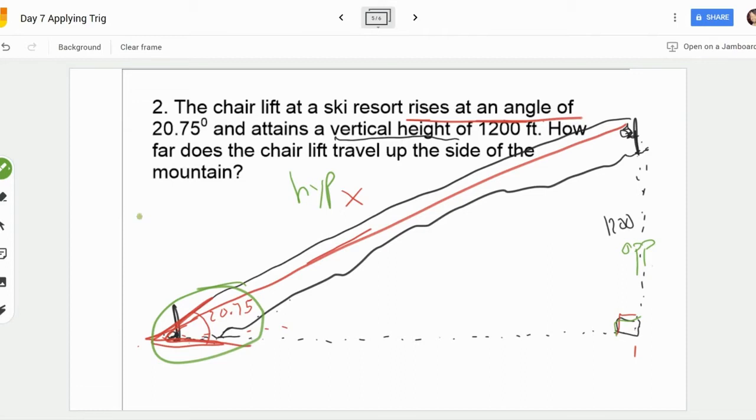So we would be writing the equation sine of 20.75 equals opposite over hypotenuse, 1,200 over x. And in this one, we will cross multiply, because we have a fraction. Let's make another fraction, just to get it down to one level. 1 times 1,200 is 1,200. And then x times sine of 20.75 is the same thing.